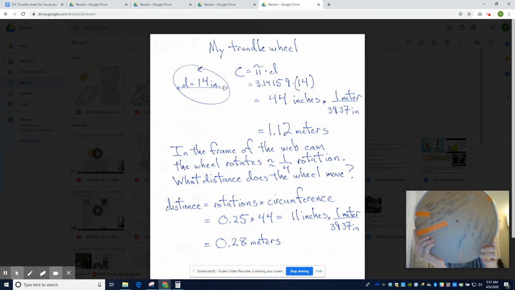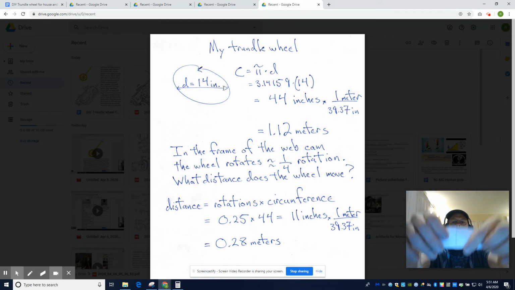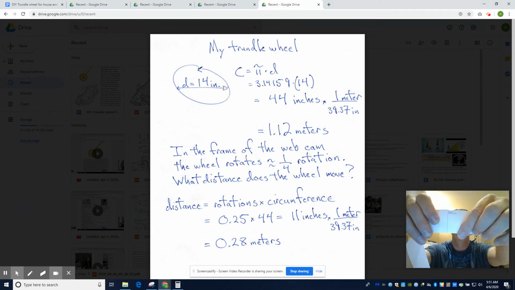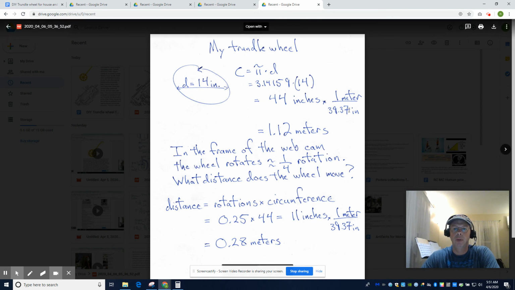So let's actually measure this circumference directly. And right there is where it started to overlap, and boom, little over 110 centimeters, or 44 inches, divided by 39.37 is 1.12 meters.